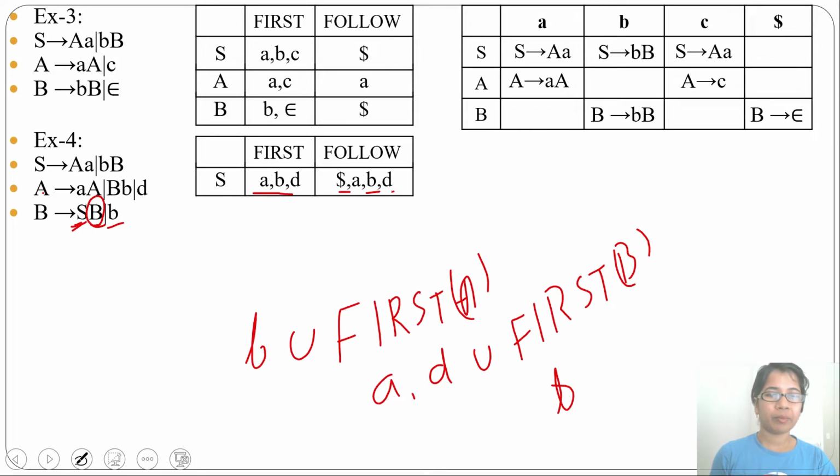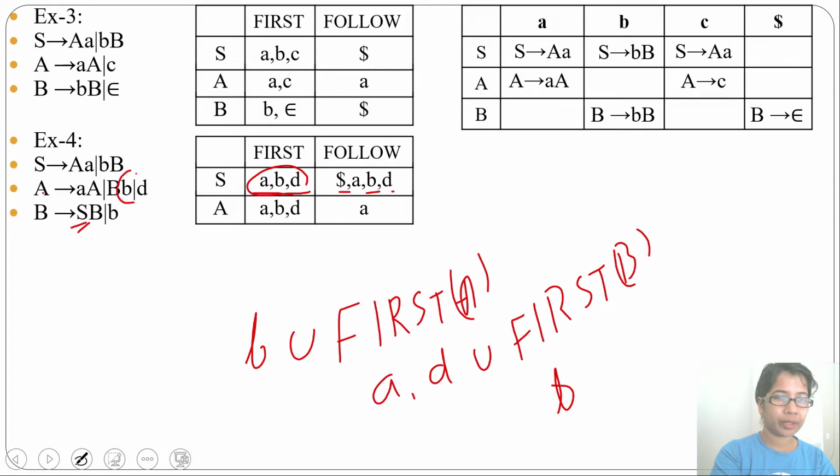So first of A will be A, B, D, and what will be follow of A? Here you can mark after A is present. So follow of A will be A. Next, what is first of B? First of B will be first of S. First of S we already found A, B, D. So first of B will be A, B, D.